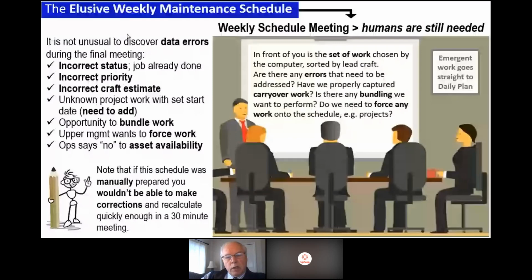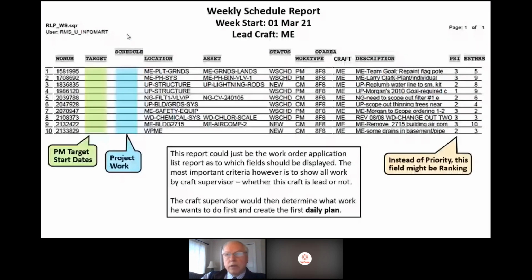Of course, upper management can still force work at the last moment here at the 11th hour. Then you simply rerun the RLP and you're good to go. This is an example of the weekly schedule report, and you could make it look like anything. This is the easy part at this point. So you form it. Normally you page break it by the lead craft. And so now a mechanic may not be the lead craft on all jobs. So if he's just a support craft, all his work would still all appear on this one page output.